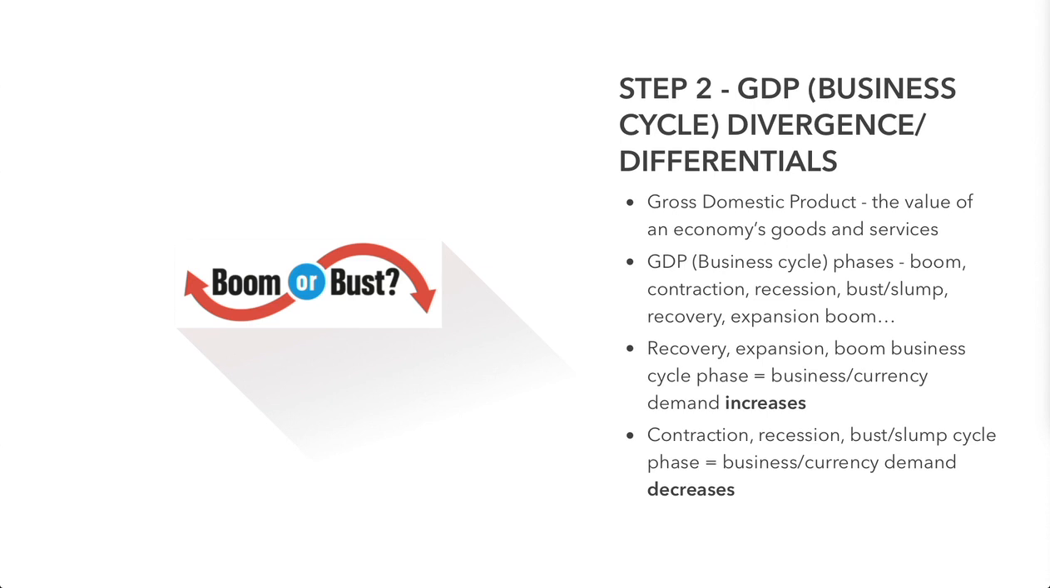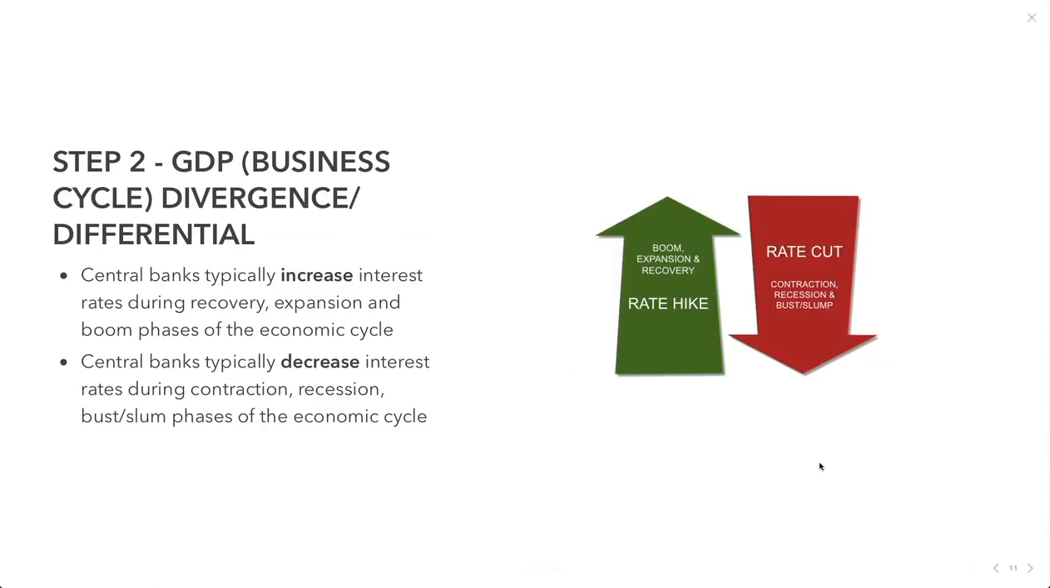So from that perspective, you can see the divergences and the differentials. So ultimately, the first step you want to do is understand where a country potentially is in its business cycle. Is it growing? Is it in the recovery, expansion, boom phase of the business cycle? Or is it heading into a recession, bust, slump phase of the business cycle? And you can find that out literally just by reading the news, looking at the data, right? So GDP, business cycle, divergences, yeah?